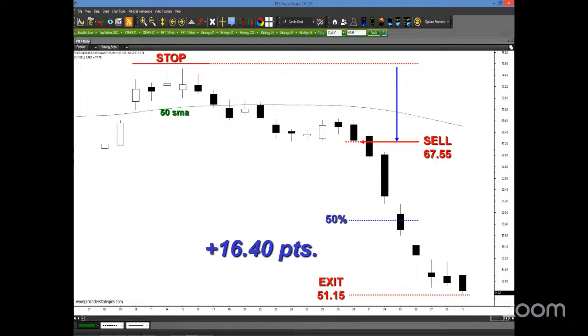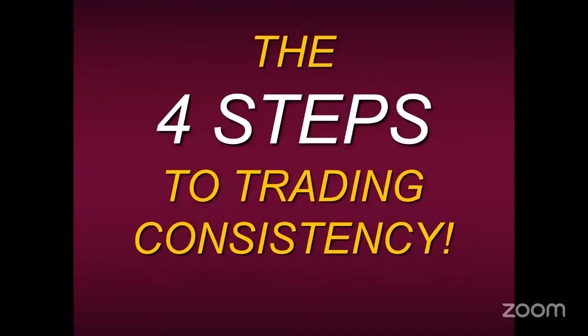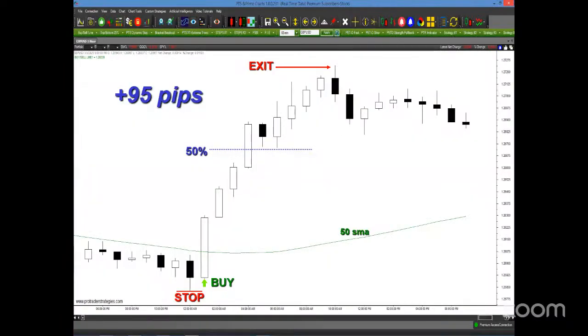Now you see this in a lot of markets and a lot of time frames, but these are the 4 steps of trading consistency that I really feel can help you. You can start applying this right now to any method you have. Go back and look at your last 5 or 10 trades. If you had applied these 4 steps, I think you would have really been able to improve your odds for consistency. Let me share with you some more recent trades.